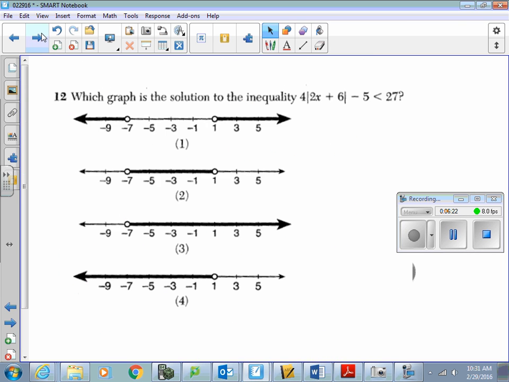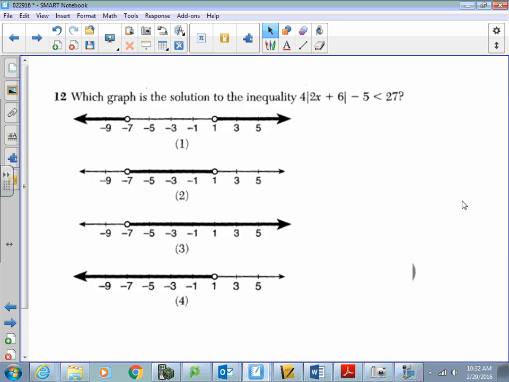Let's jump to number 12. And think about it for a second. I'll be back. Okay. Looking at number 12.